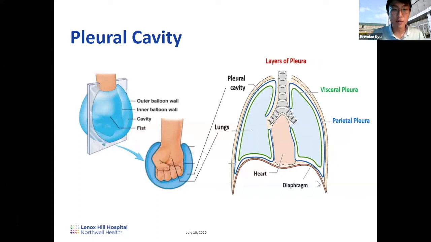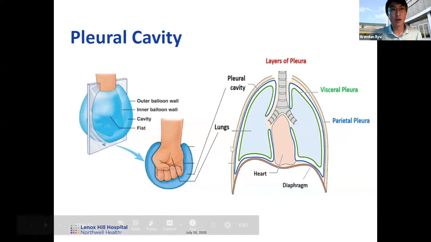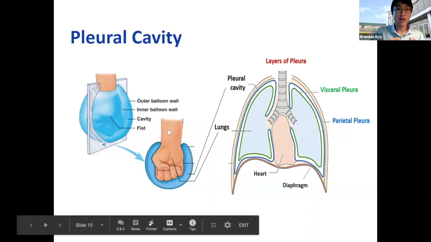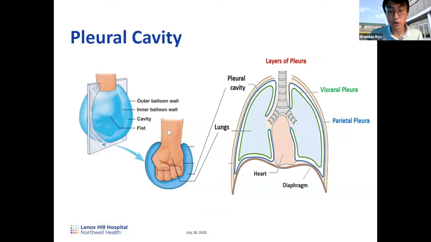And the left diagram just gives you a more realistic diagram of how it's really organized. So imagine your hand is the lung, or your fist is a lung, and you're pressing against a balloon. It's going to form 2 different layers. And the very outer layer is the parietal pleura, and the inner layer is the visceral pleura. We'll move forward.